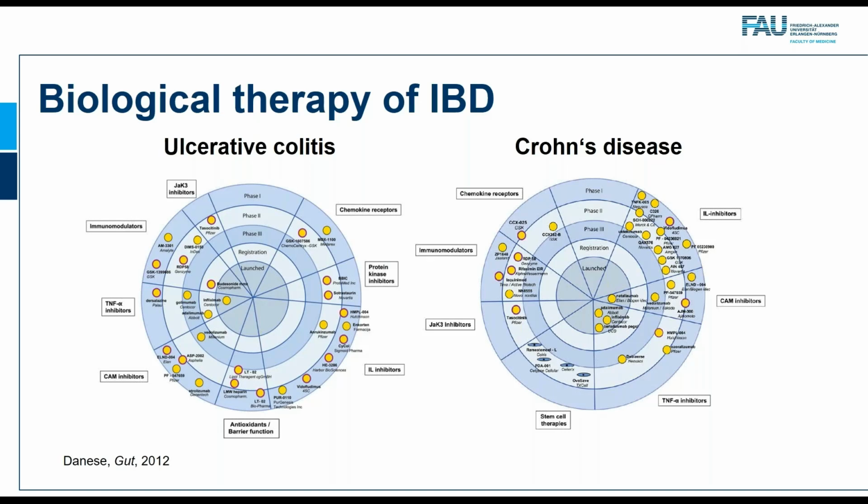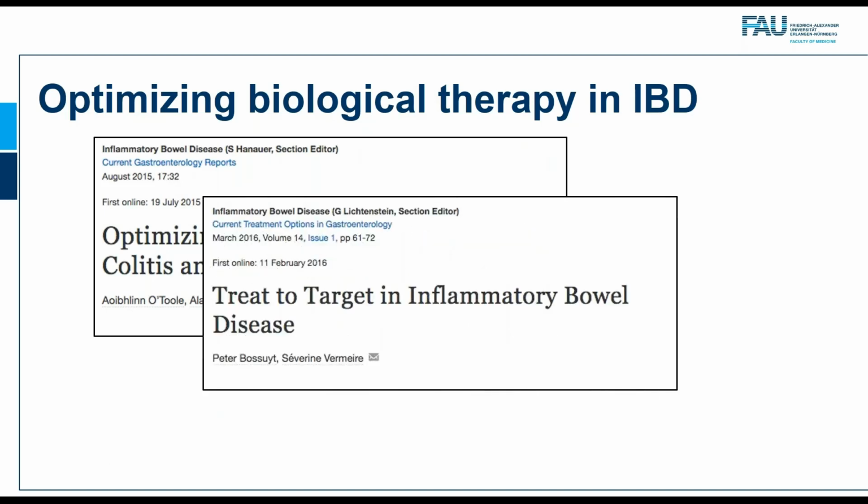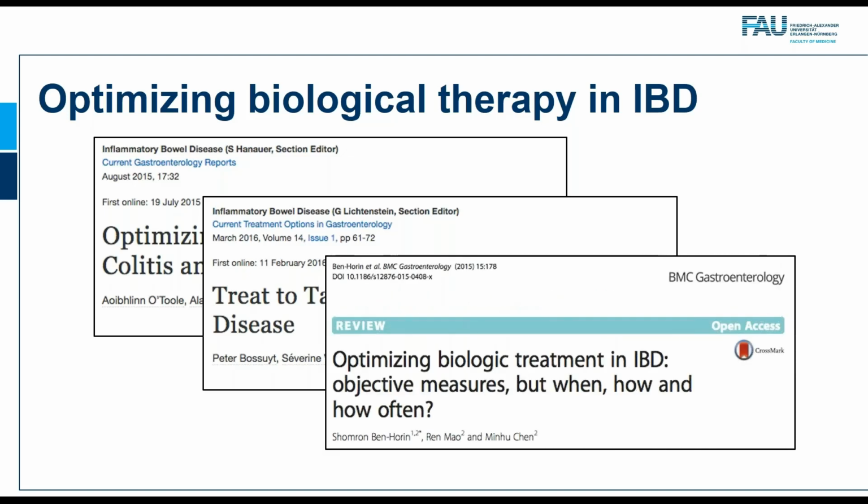Because of this, there's always the discussion about how we can optimize the therapy in IBD and what is the right target to treat. So what do we need to look at to quickly decide if the patient is really profiting from the therapy? And if we would know which parameters are relevant, we also want to know when, how, and how often we need to evaluate these parameters.